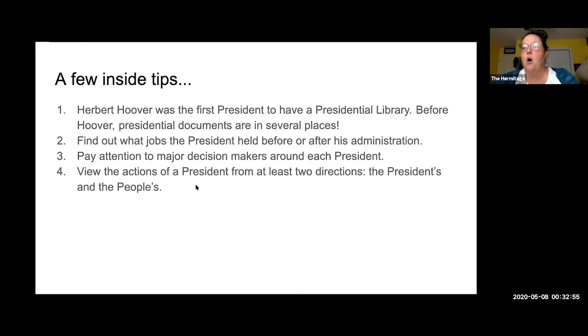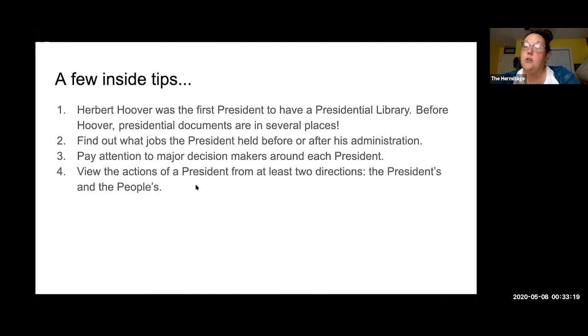And then finally, always view the actions of the president from at least two angles. Look at it from the president's point of view. We do a lot of teaching at the Hermitage on Indian removal. That is a subject that's very important for us to tell, and you can imagine why. I'm sure you're familiar with Andrew Jackson's role and responsibility when it comes to Indian removal.